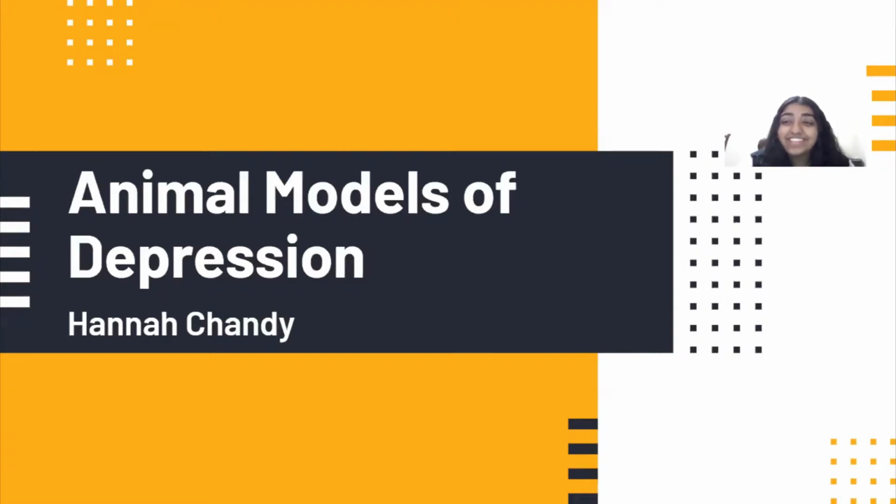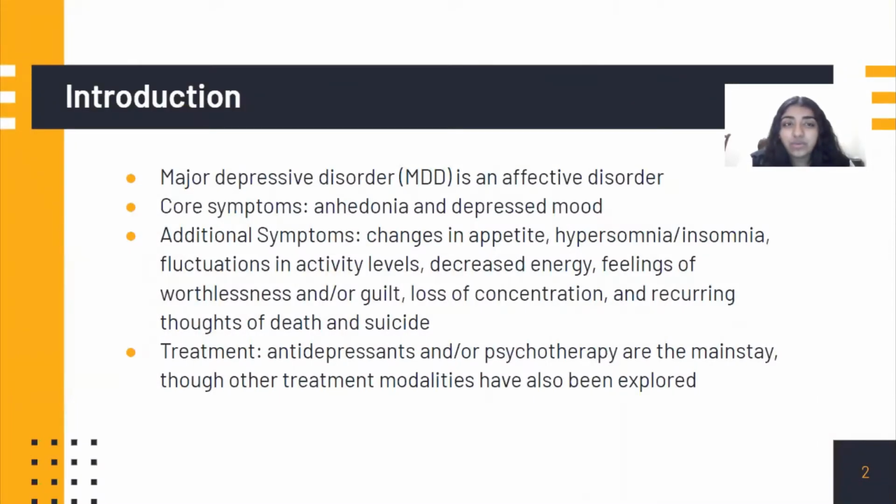I am a senior at Dulles High School, and my project is over animal models of depression. So before I start, I want to give a quick introduction on depression itself. Major depressive disorder is an affective disorder, which means that it results in impactful changes in a patient's affect, which is their outward projection of their internal mood and state of mind.